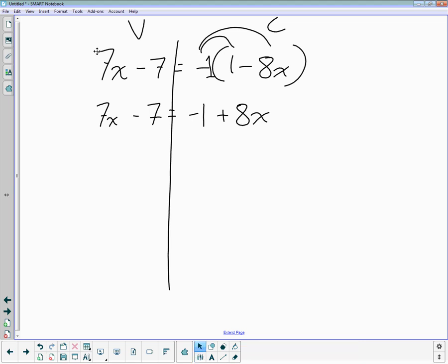All right, so is this 7x in the right place? That's fine where it is. It's a variable. It belongs on the left. It's where it's supposed to be. So we're just going to write it down. Nothing happens. Okay.